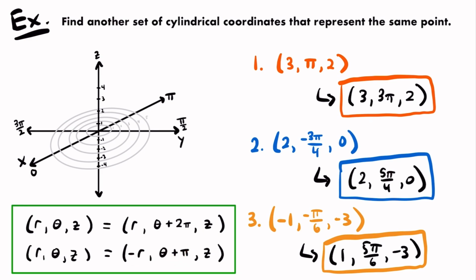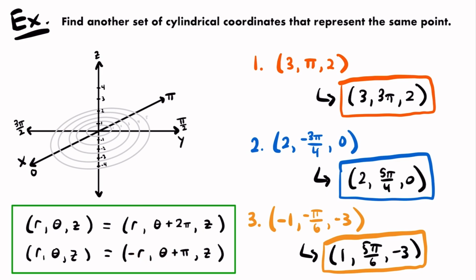Now, in my lesson video, I show a generalized form of these rules where really you can add any multiple of 2 pi to this angle and you'll still get the same point, or you can add any amount of odd numbered pi's to this angle. As long as you negate the radius, you will still be representing the same point.